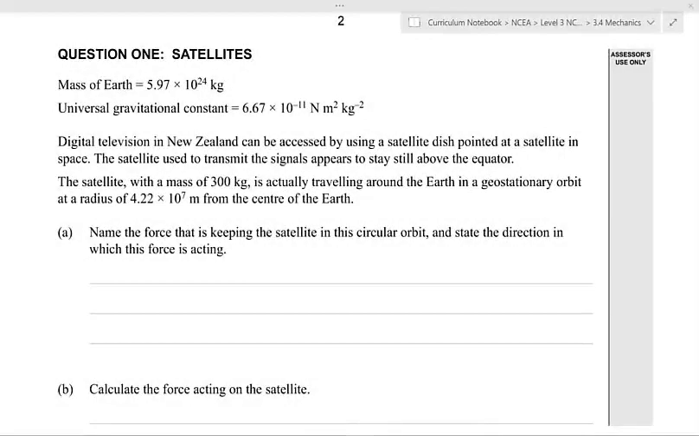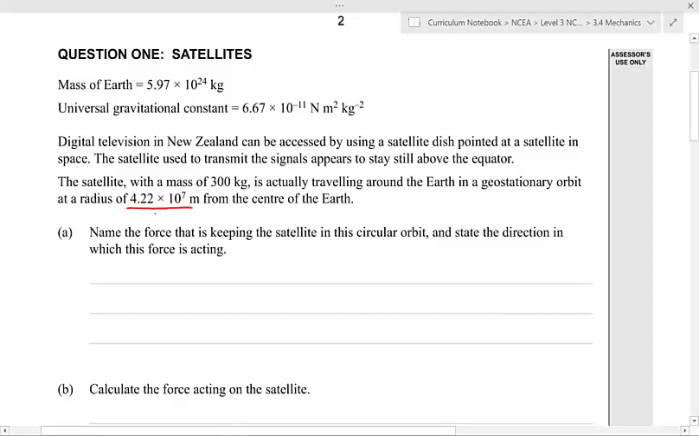This video will work through the 2015 question on satellites from the NCEA paper. So we're given the mass of the Earth and the universal gravitational constant, and we're told that digital television in New Zealand can be accessed by using a satellite dish pointed at a satellite in space. The satellite used to transmit the signals appears to stay still above the equator. The satellite, with a mass of 300 kilograms, is actually traveling around the Earth in a geostationary orbit at a radius of 4.22 times 10 to the 7 meters from the center of the Earth.